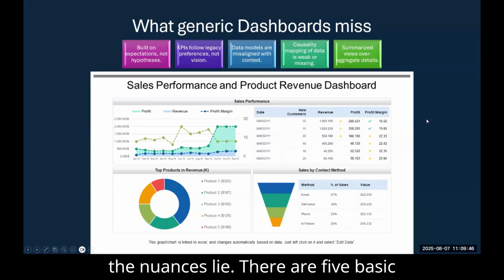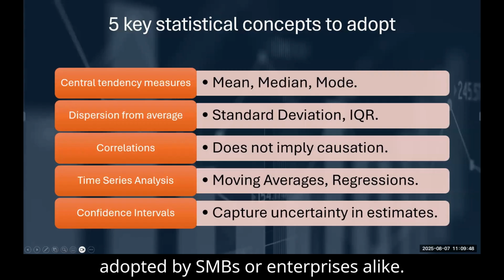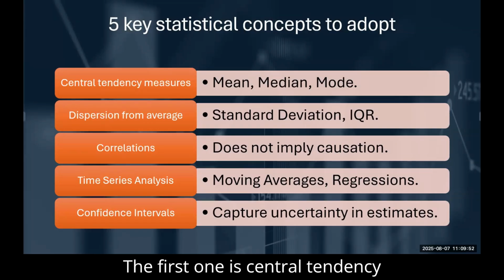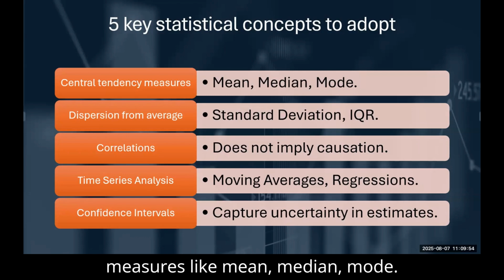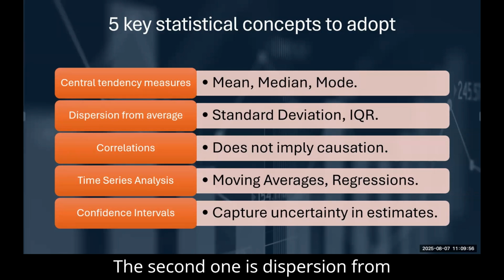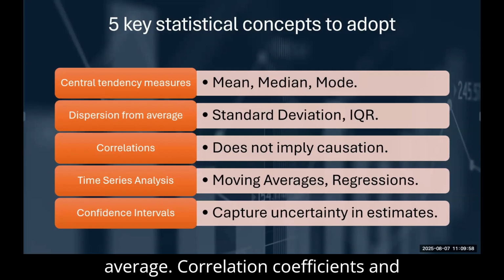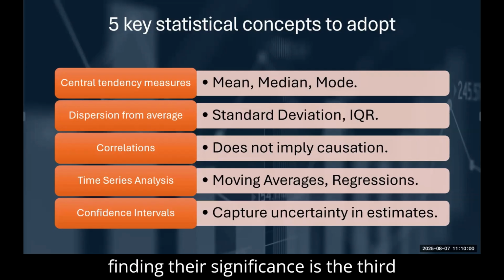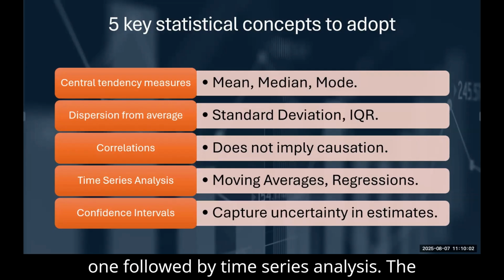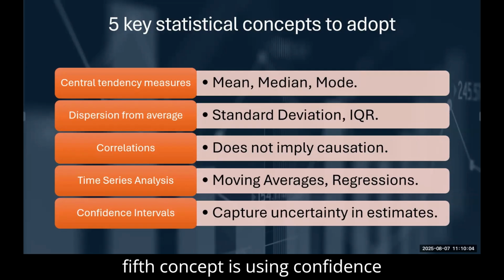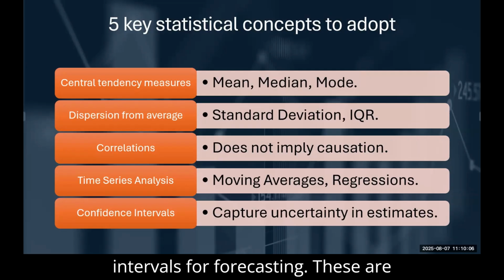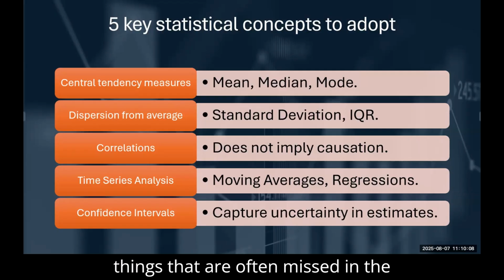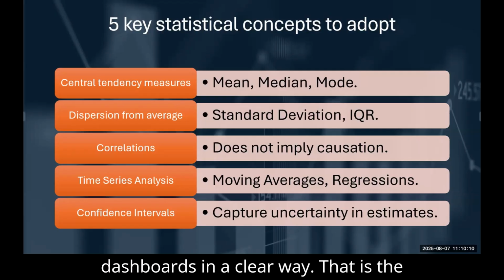There are 5 basic statistical concepts that need to be adopted by SMBs or enterprises alike. The first one is central tendency measures like mean, median, mode. The second one is dispersion from average. Correlation coefficients and finding their significance is the third one, followed by time series analysis. The fifth concept is using confidence intervals for forecasting. These are things that are often missed in the dashboards in a clear way.